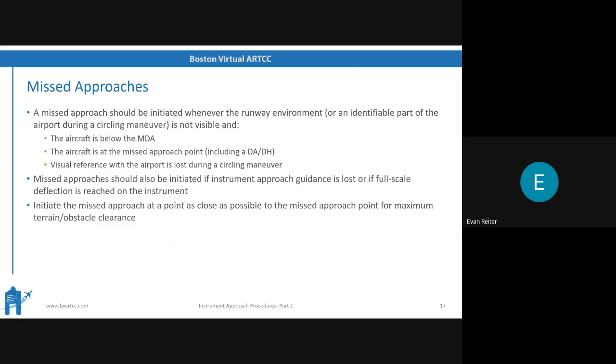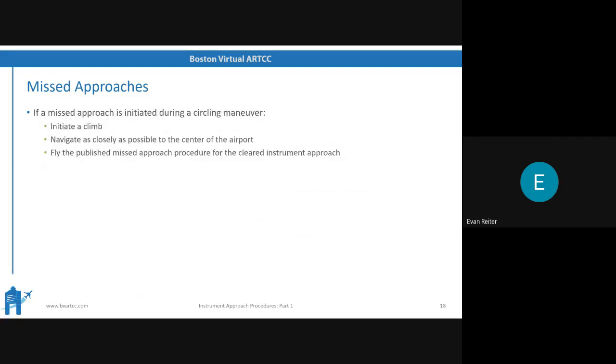But the biggest thing you can do, and we talk about this in the next slide as well, for initiating a missed approach during a circling maneuver, the biggest thing you can do is climb, because that's going to be taking you away from terrain and away from obstacles. So before you almost think about anything else, if you're starting to do a missed approach because of full-scale deflection on your guidance, or really for any other unstable reason, get the airplane pointing toward the sky.